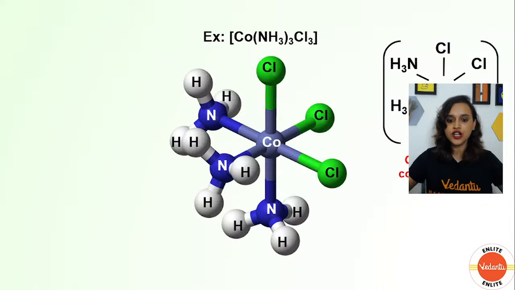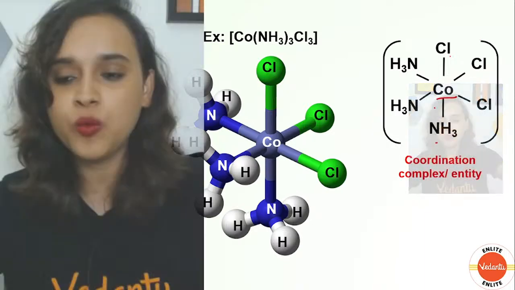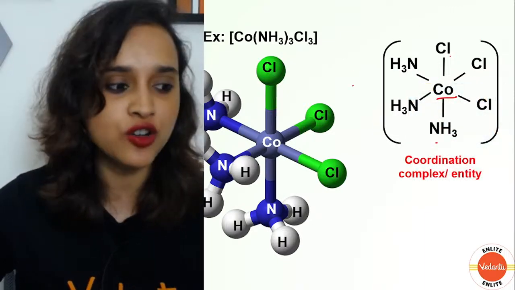Let's go to this part here. So take a look at it. Do you understand this? See how cobalt is the central metal atom. And then you have NH3, you have Cl. This becomes your coordination complex. Okay, what does it become? This becomes your coordination complex.